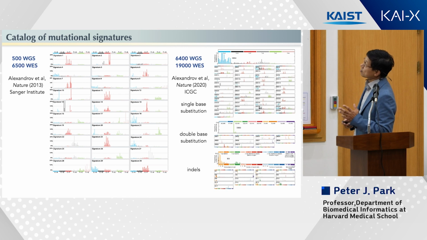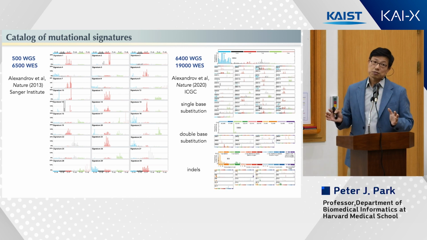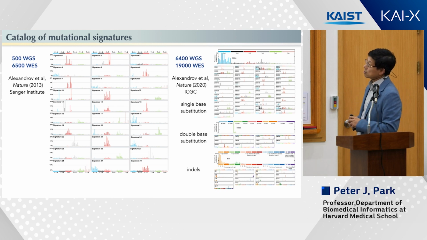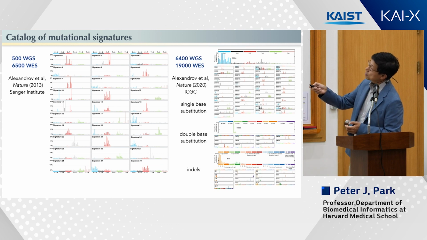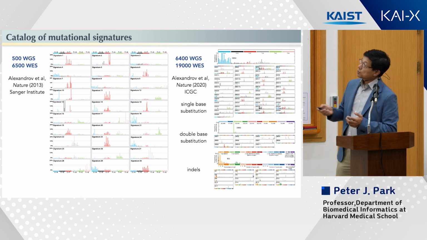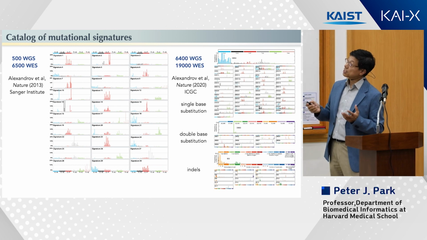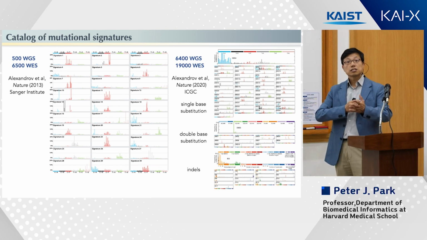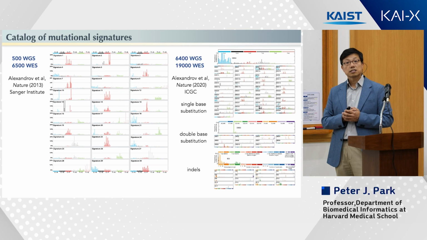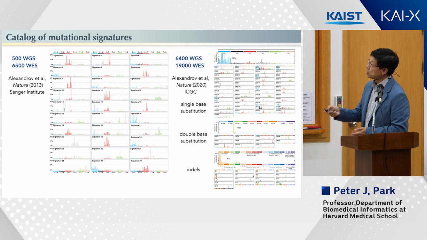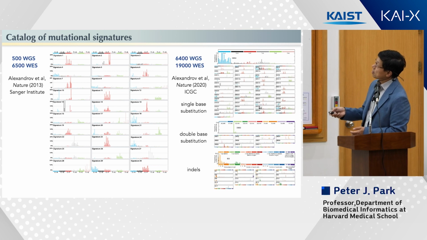Okay, now, this was all new in about 2014 or so, 13 or so. Okay, so here's a paper, the first paper on this topic. What they did was take all the samples that they could find, 500 whole genomes, 6,500 whole exomes, and then did this matrix factorization. They said, what are the underlying building blocks that make up the signatures? And so they came up with 30 or so.